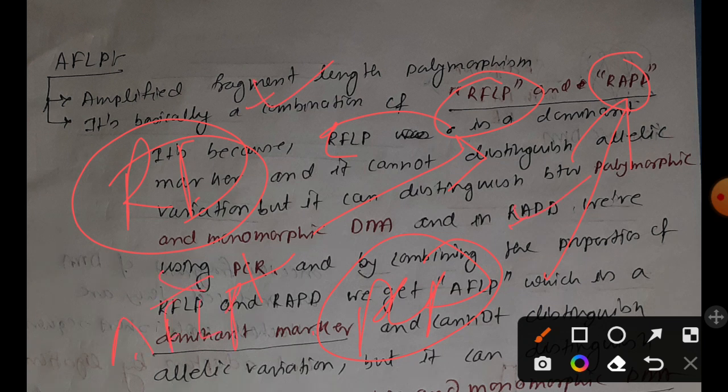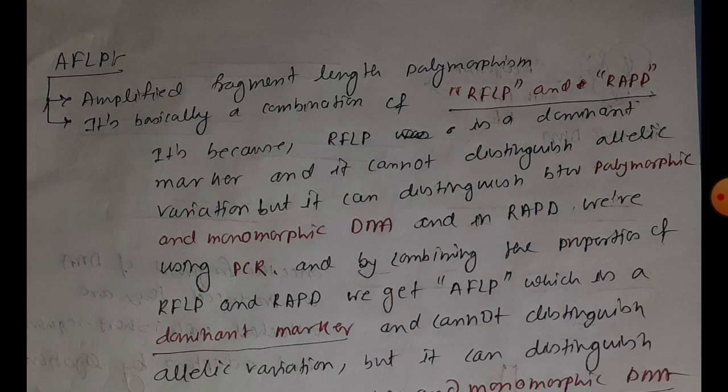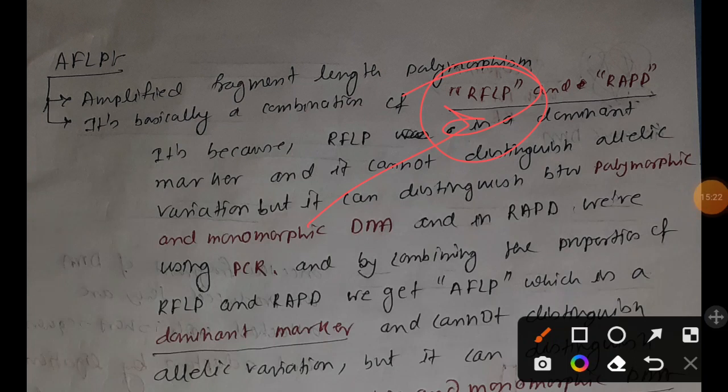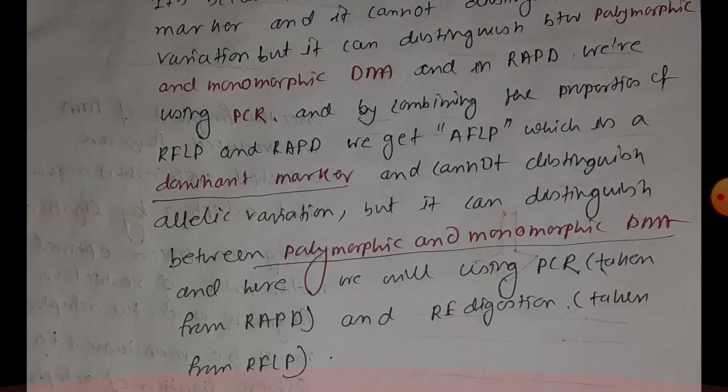This AFLP does a similar job to what we discussed in RFLP: it will differentiate between polymorphic DNA and monomorphic DNA. Not only that, it will also help you differentiate between dominant allele and recessive allele, but it cannot show you any allelic variation, that means whether a person is homozygous or heterozygous. That was the major disadvantage we discussed about the dominant marker, right?